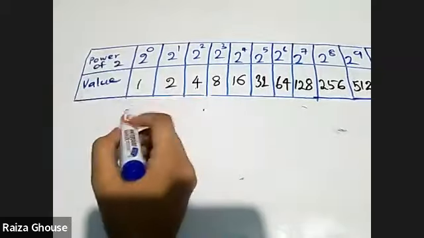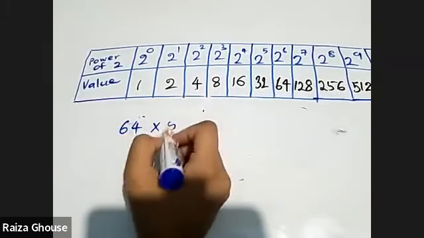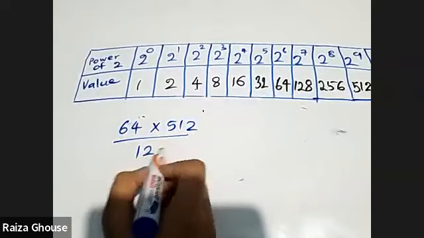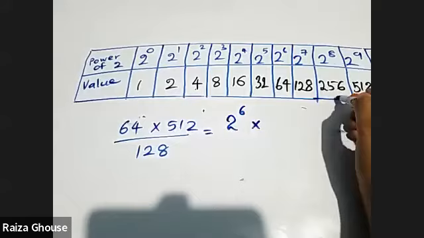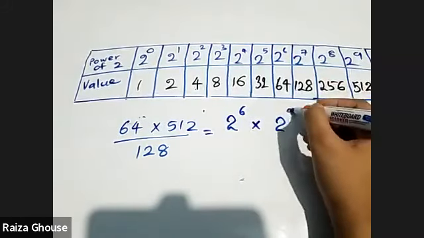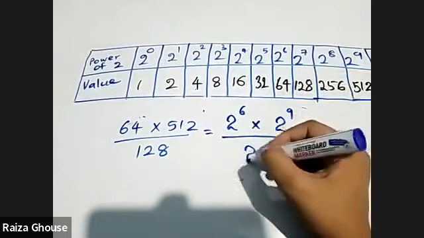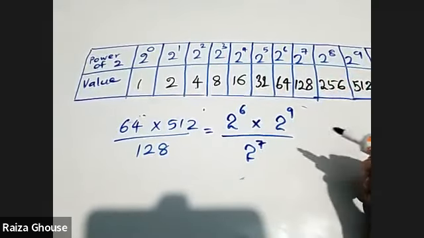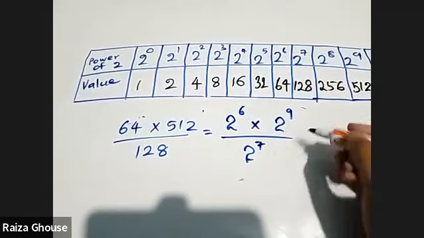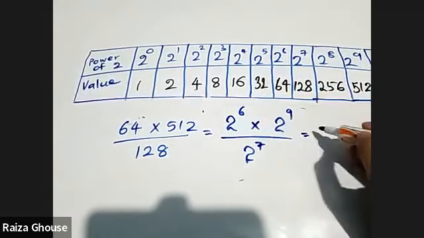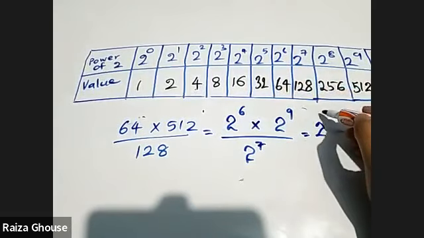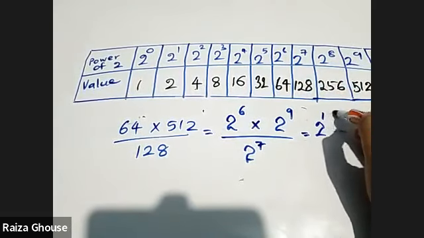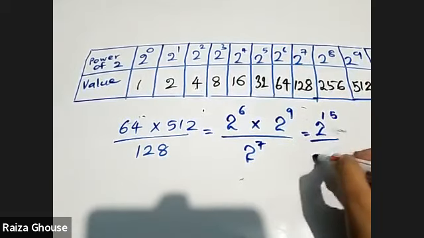Different method means using the table. Look at the board. 64 as a power of 2 is 2 to the power 6. 512 is 2 to the power 9. 128 is 2 to the power 7. Now what can you see? Bases are same. I told you if you have multiplication with the same base, you can add the powers. Then you get 9 plus 6, which is 15. Divide by 2 to the power 7.